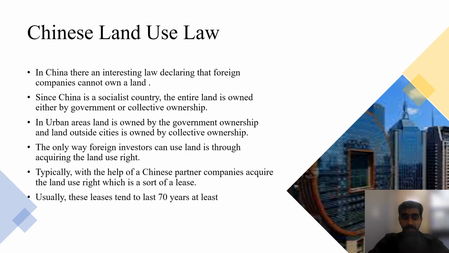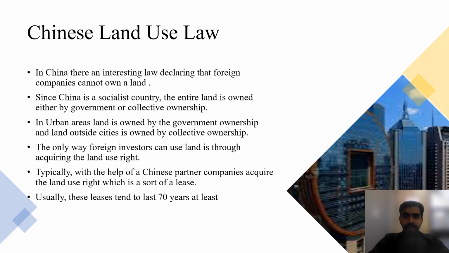Since China is a socialist country, the entire land is owned either by government ownership or collective ownership. The urban land in China is owned by the government, and the rural land is owned by collective ownership. The only way foreign investors can use land is through acquiring a land use right.